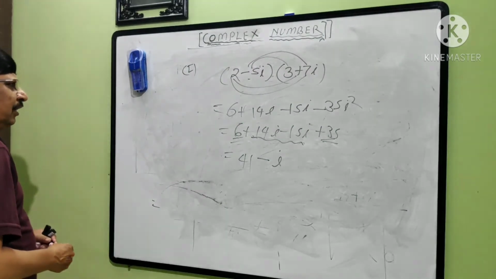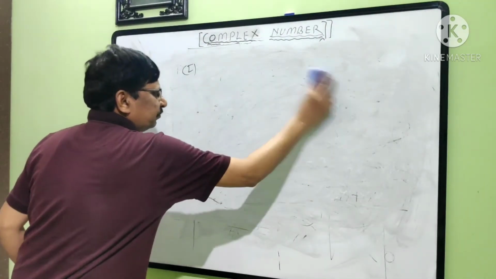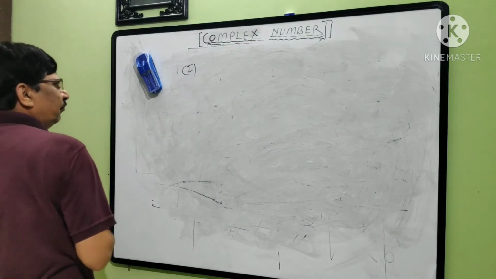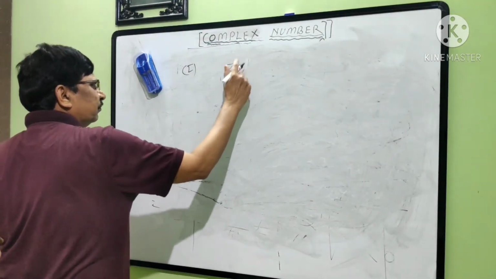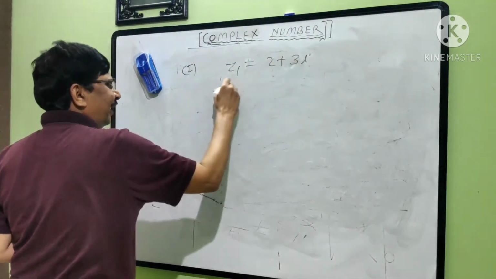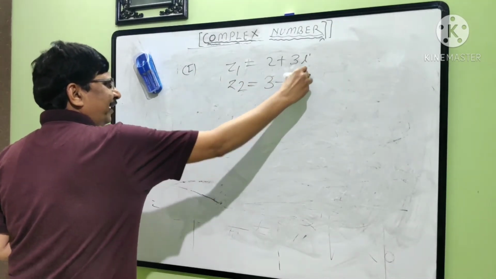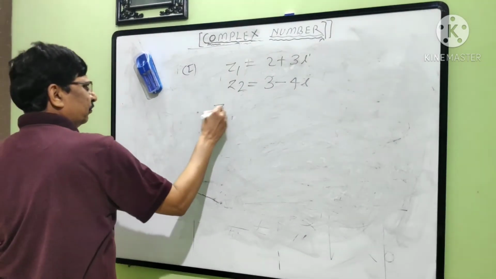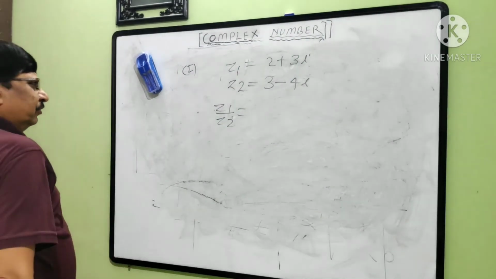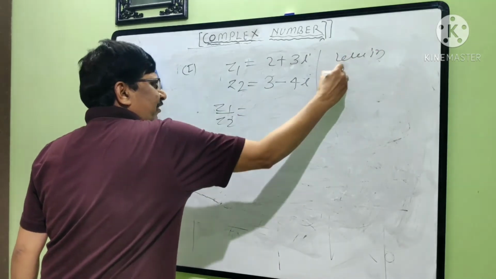Okay, now I will come to division. I am going to explain division. Okay, now what about division? Suppose Z1 is 2 plus 3I, and Z2 is 3 minus 4I. Okay, now what about Z1 by Z2? Division करायचा आहे. Z1 upon Z2. That means question is like this, write in X plus IY form.